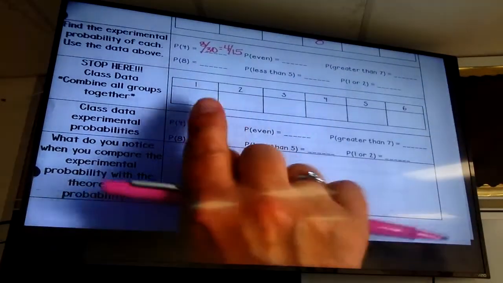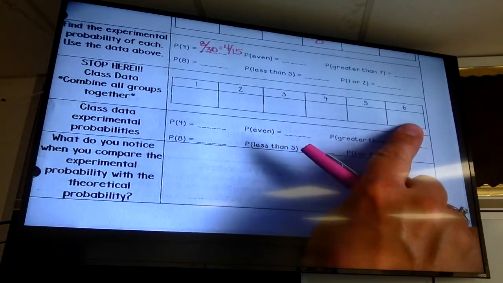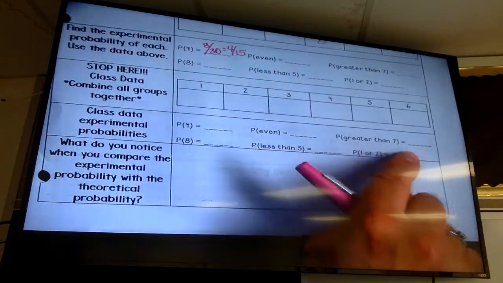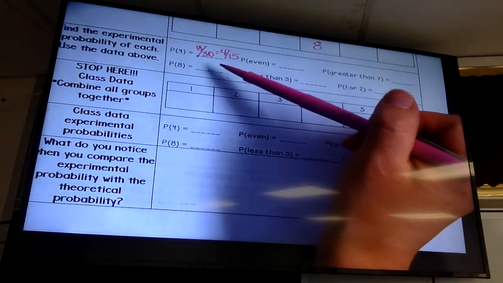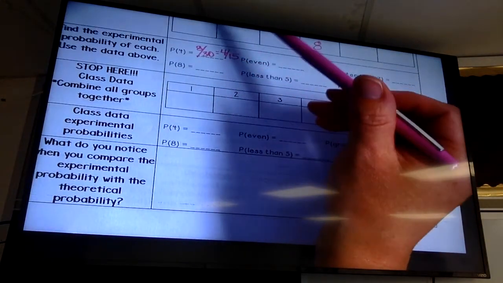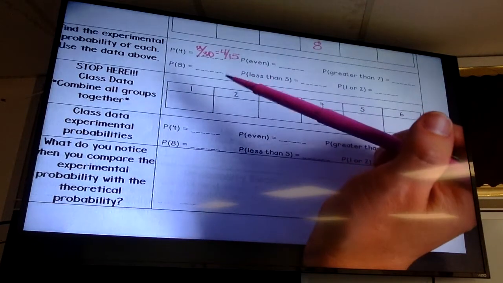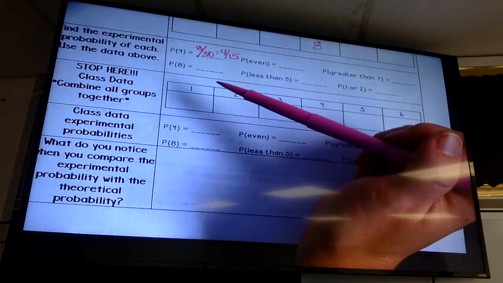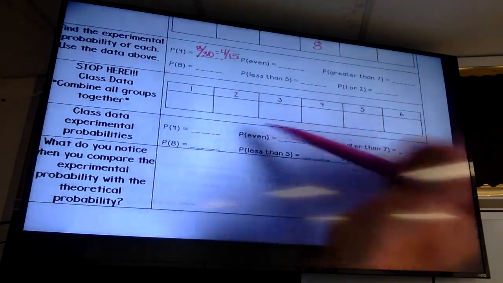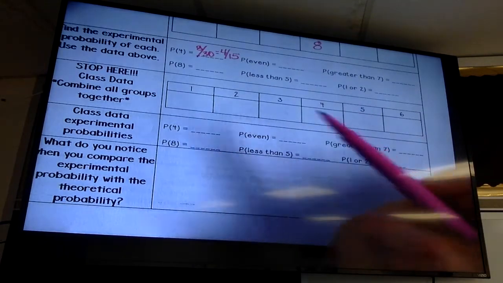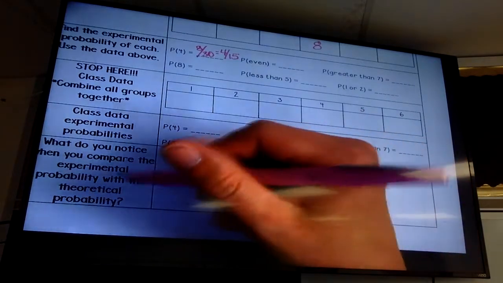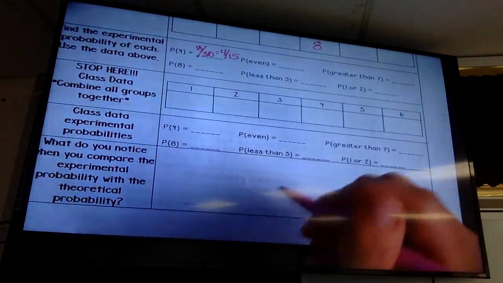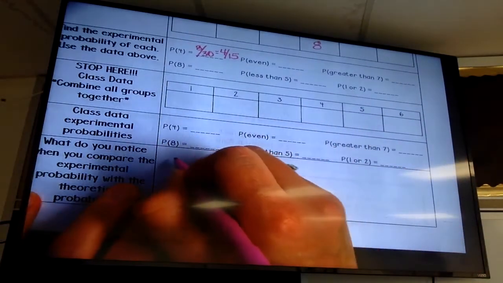Now in class, we're going to kind of skip this part for you guys, but in class we combined all our data together and then did the same probability questions for a third time. And what we saw is when we just did the data by ourselves, a lot of times our percents were way far off from what they should be. But when we collected our data all together as a class, because we had more and more trials, it got closer to what it should be. So what do you notice when you compare the experimental probability with the theoretical probability?